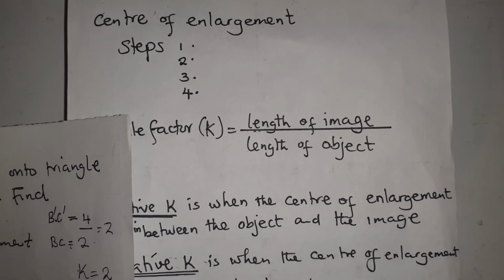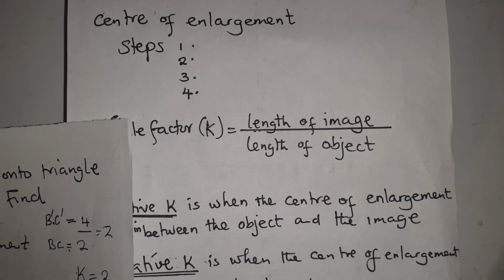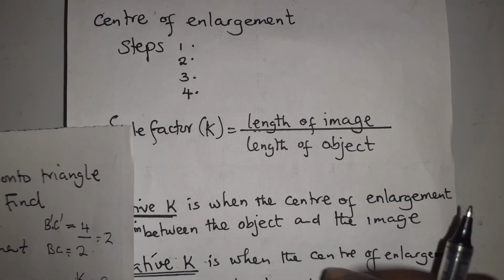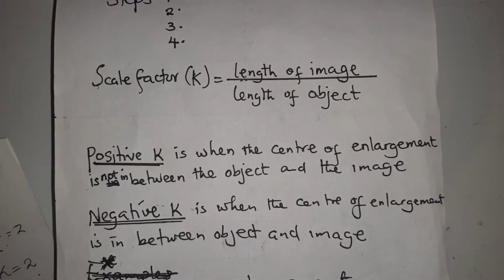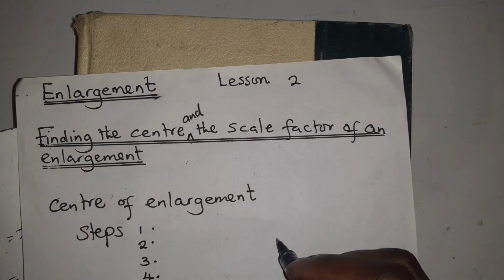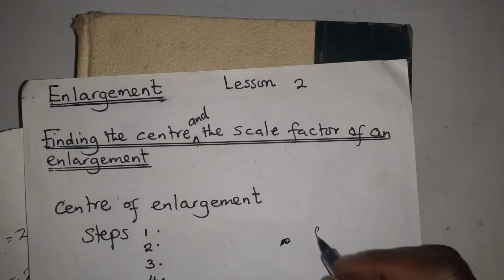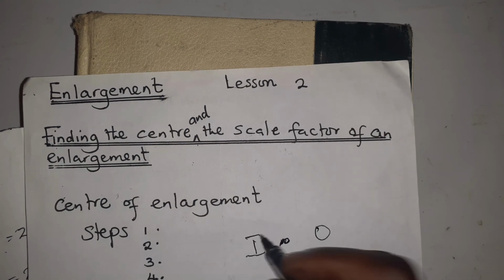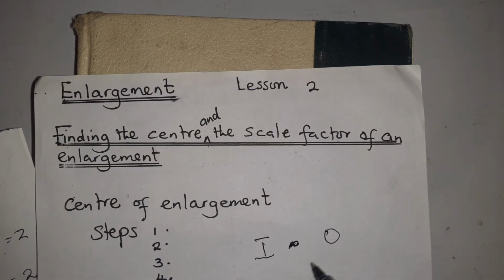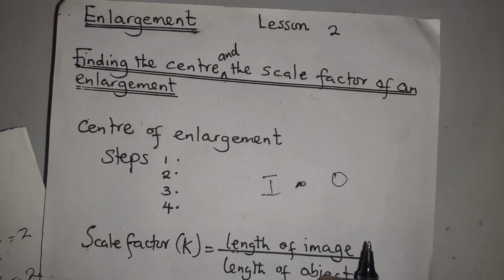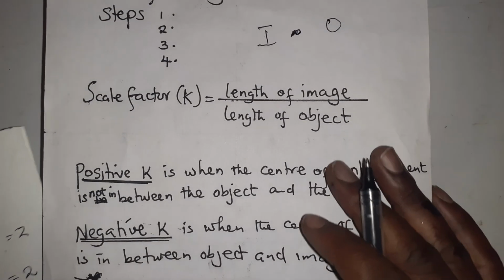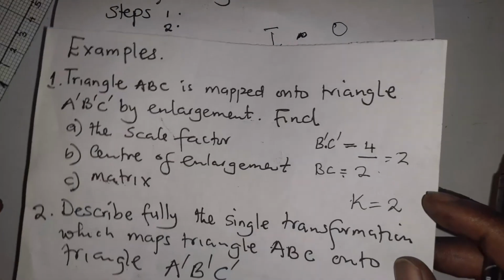That is the process, except that if it's a negative, we will tell that our scale factor must be negative by looking at the position of the center. You remember we said if the center of enlargement is in between the object and the image, then we are going to put a negative on the scale factor. Right. So there is another question here.